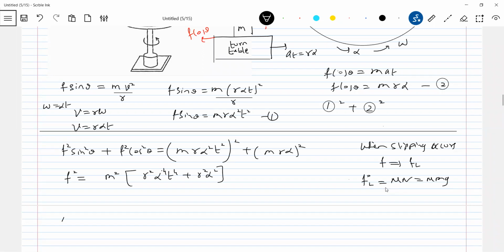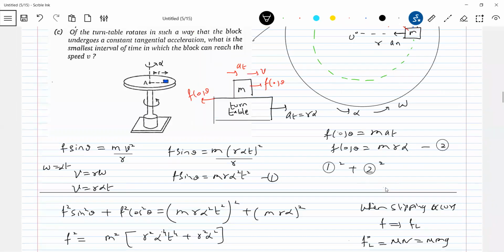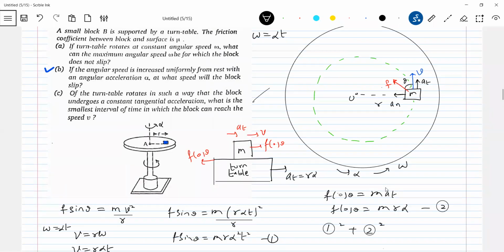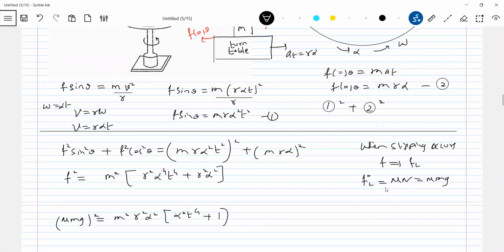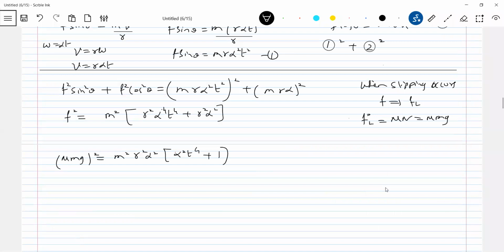Substitute that value. So mu mg whole square, m square. Here I think r square alpha square you can bring outside. So this should be alpha square t to the power of 4 plus 1. So one m also gets cancelled. So like this we can solve for the time. So what is asked? The angular speed is increased. At what speed will the block slip? Okay, I'll do one thing. First we'll calculate time, then we can get the omega.